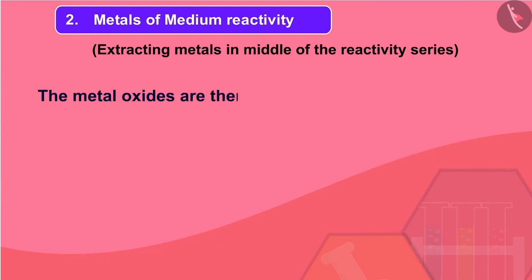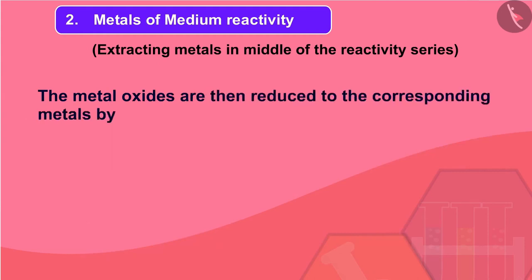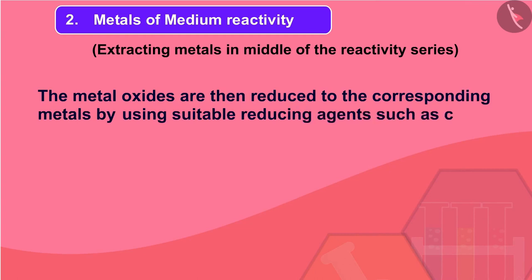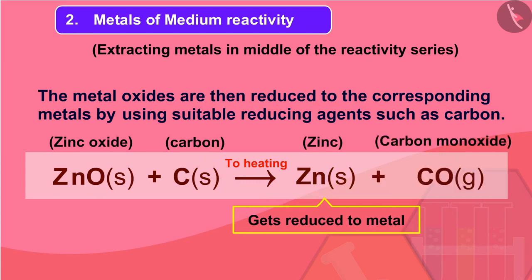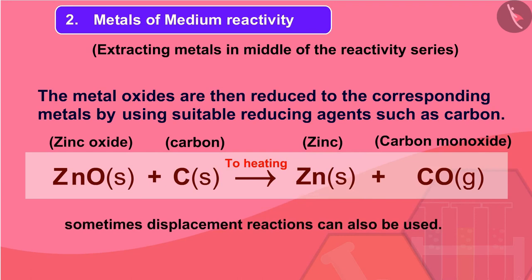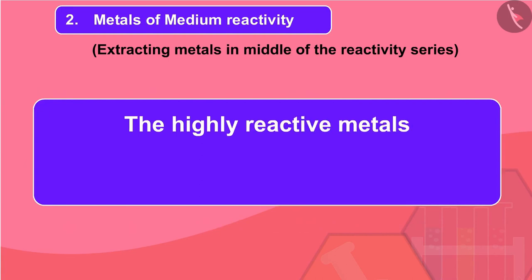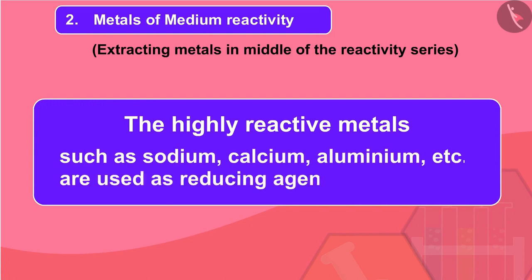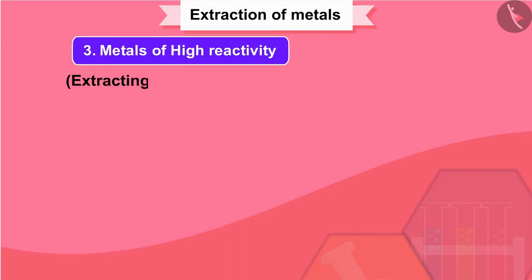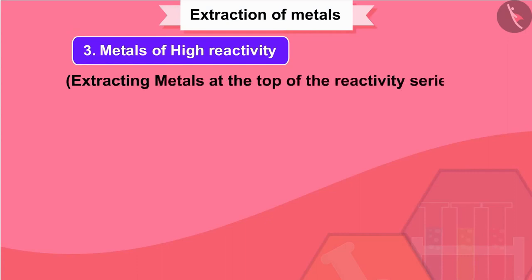The metal oxides are then reduced to the corresponding metals by using suitable reducing agents such as carbon. For example, when zinc oxide is heated with carbon, it is reduced to metallic zinc. Besides using carbon, coke to reduce metal oxides to metals, sometimes displacement reactions can also be used. The highly reactive metals such as sodium, calcium, aluminium, etc. are used as reducing agents.